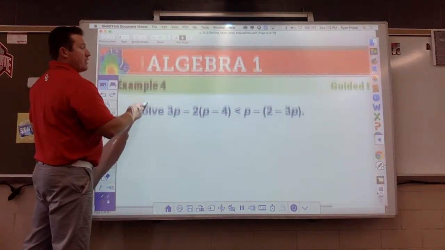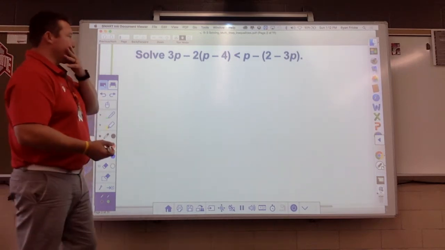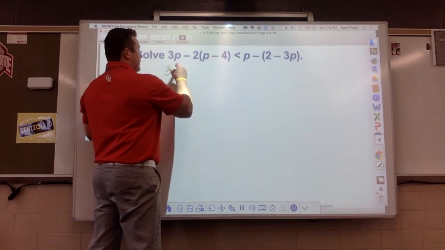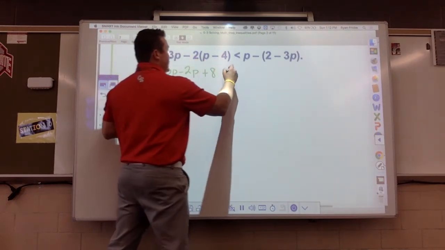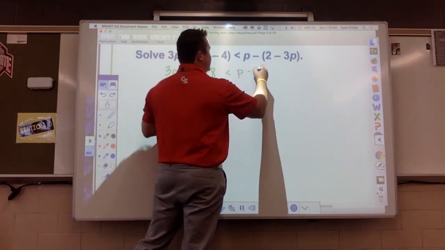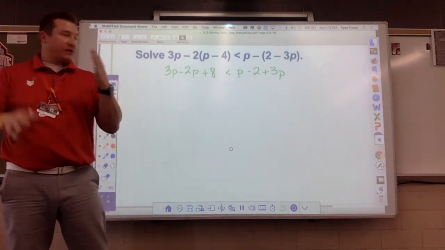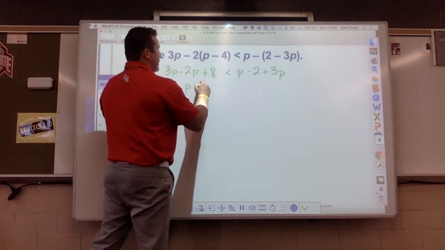let's keep on moving. Woo. Lots of good stuff here. Okay, distributive property on both sides. Let's get rid of that. 3p minus 2p plus 8 is less than p minus 2 plus 3p. All right, let's combine whatever like terms we have. So these will combine, p plus 8.